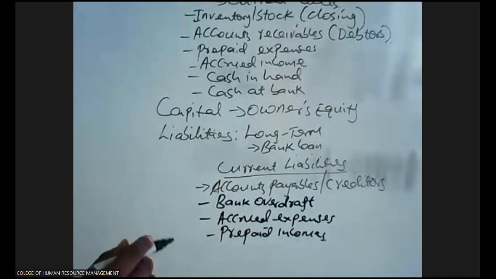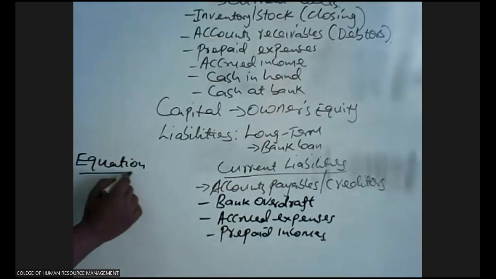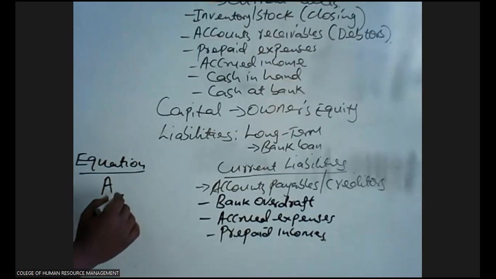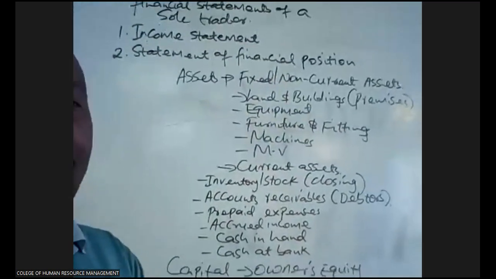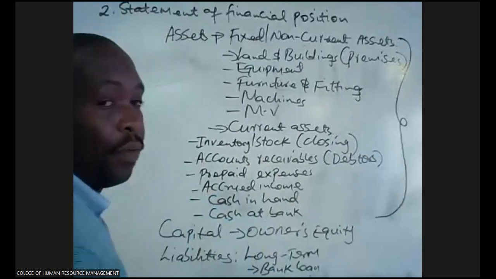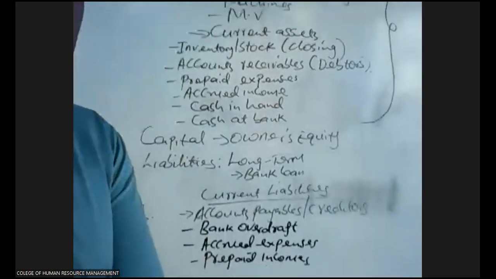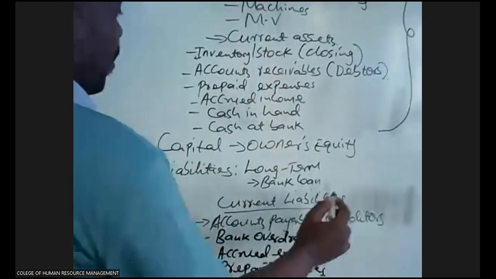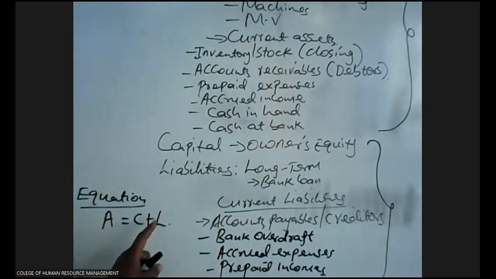We talked about the accounting equation somewhere, and we say that at any given point, assets must be equal to capital plus liabilities. So the total value of assets, both current and fixed, if you add the values of all these assets, they should be equal to the value of capital and liabilities combined. Assets must always be equal to capital and liabilities.